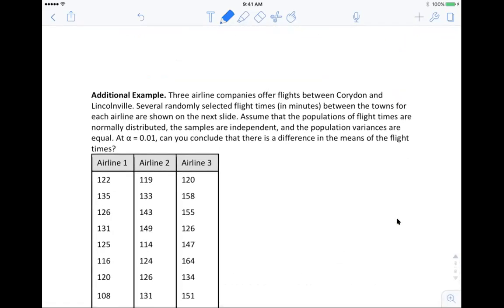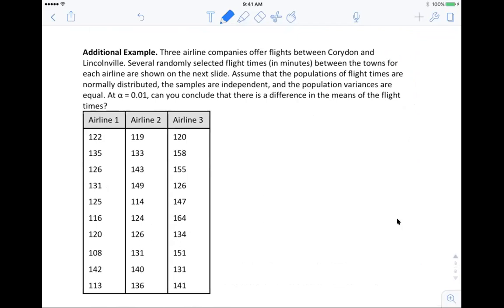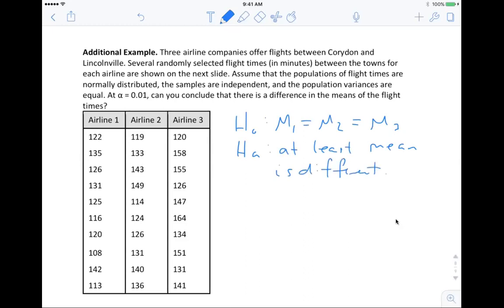Okay, so we'll try one more. If you want to try that on your own first, hit pause and give it a go and then play, but I'm going to jump right into it. I'm going to write down my H sub 0 and H sub A. H sub 0 is that all of the means are the same. H sub A, at least one mean is different. I would verify your conditions and then jump right into StatCrunch.